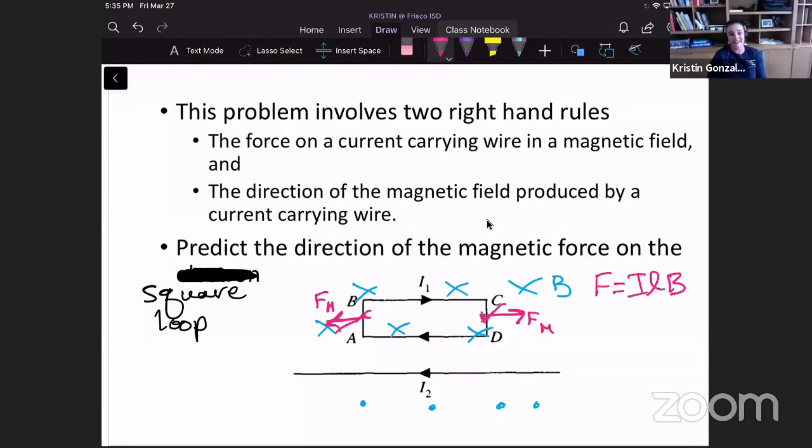But what's not going to cancel out is the top and bottom. We can still do the right-hand rule and look at the force in which direction it is. On the bottom, if we have the current going to the left and the field is into the page, we've got a downward force. And since the current's in the opposite direction on the top, that's an upward force. But why do these not cancel out?